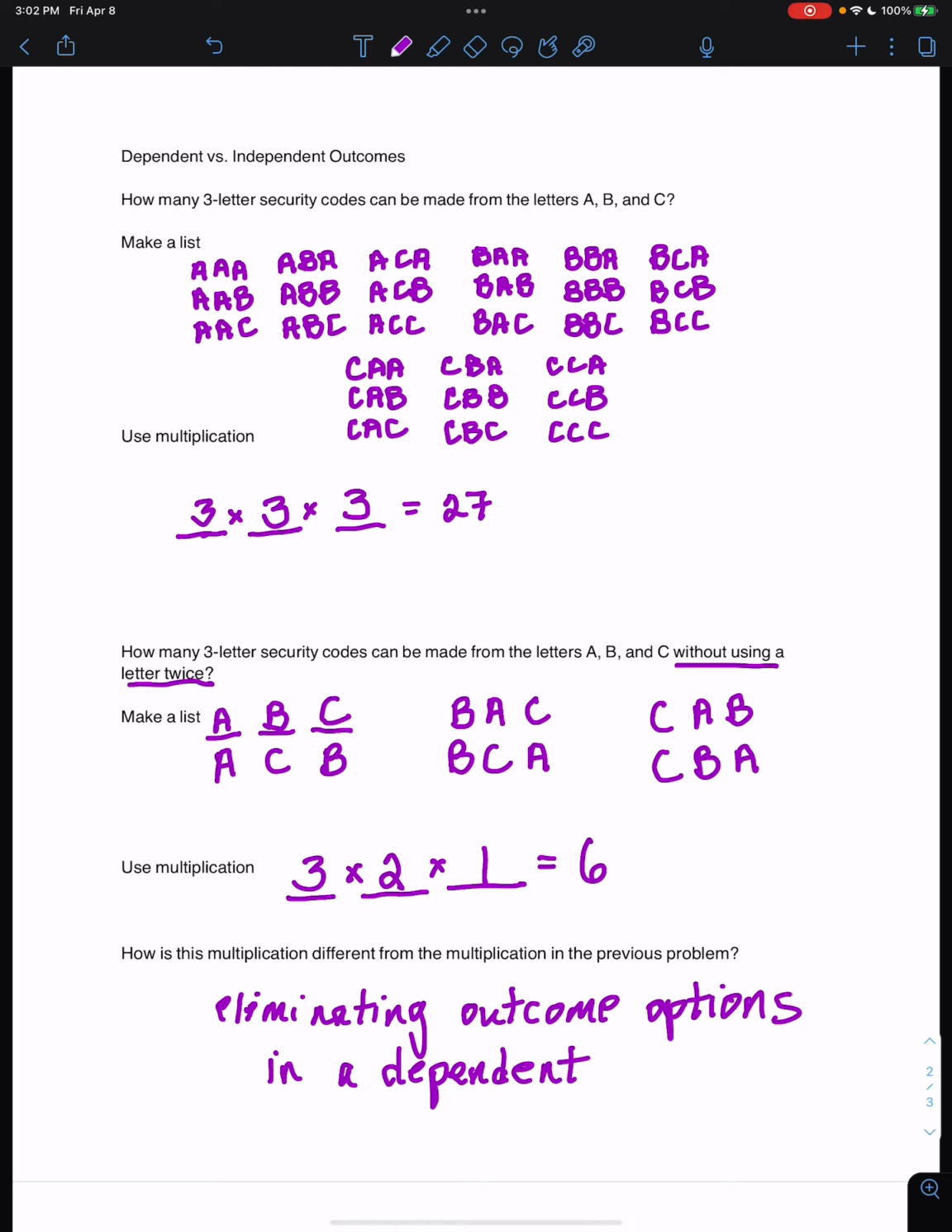I can't speak and write at the same time in dependent outcomes.